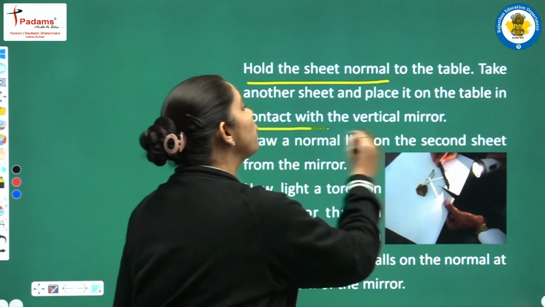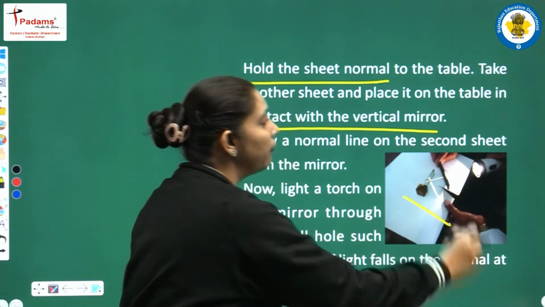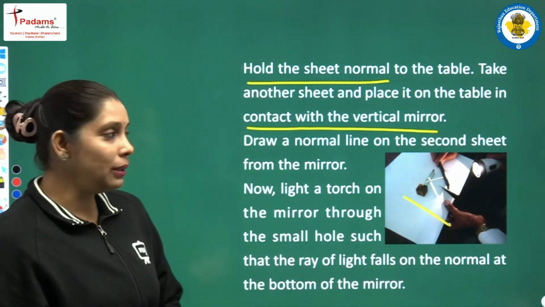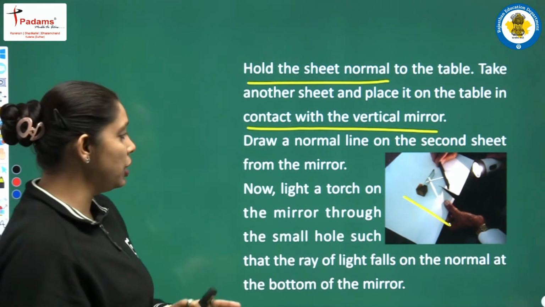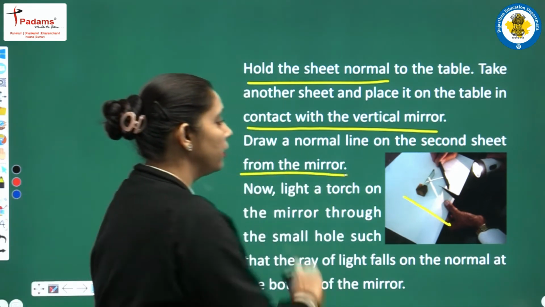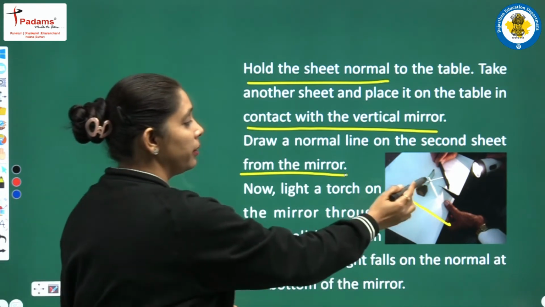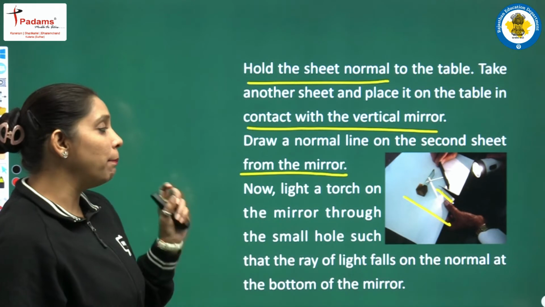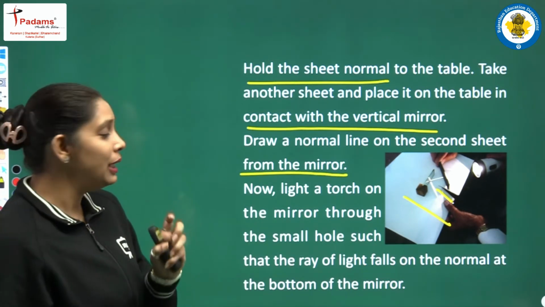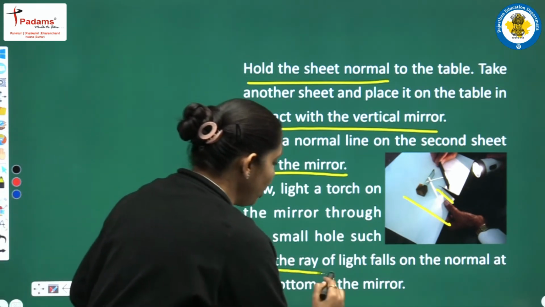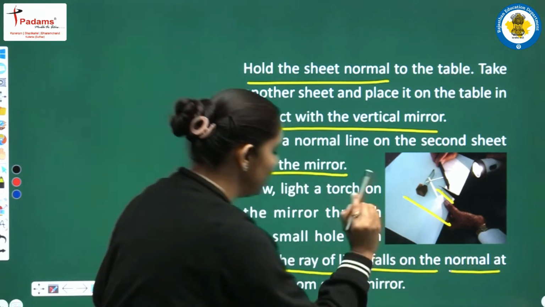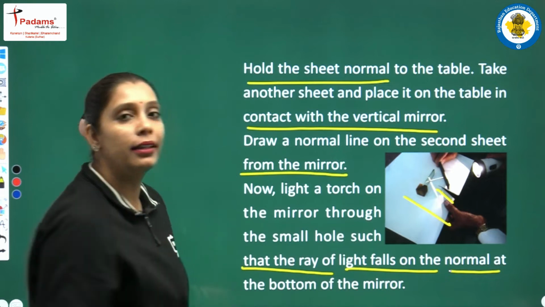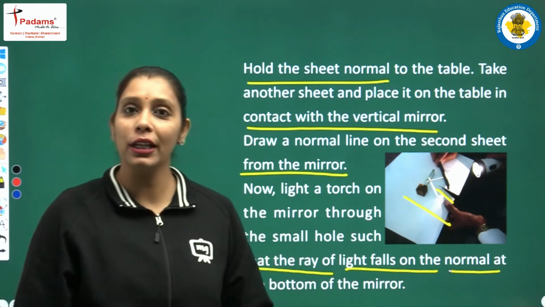ओके. Further, hold the sheet normal to the table, take another sheet and place it on the table in contact with the vertical mirror. Clear? Draw a normal line on the second sheet from the mirror. Okay, have a look. Now, light a torch on the mirror through the small hole such that the ray of light falls on the normal at the bottom of the mirror. Clear everybody? समझ में आ रहा है?